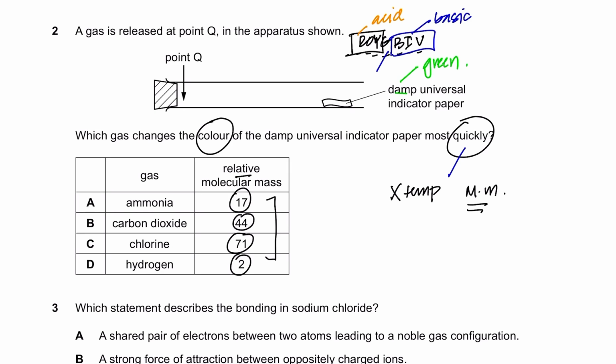But you also have to understand that it needs to change the color of the damp universal indicator, and hydrogen has no effect on the damp universal indicator's color, because it's also a neutral gas. Okay? So it's not going to change the color. Chlorine on the other hand would bleach it. Carbon dioxide would go towards the acidic bit, so orangish, yellowish, and ammonia is basic, so it would go towards the blue, indigo, violetish bit. But since hydrogen does not change the color, we eliminate this option, and between the three options available, ammonia has the least relative molecular mass, therefore it would diffuse the fastest, and it would change the color the most quickly. Okay?